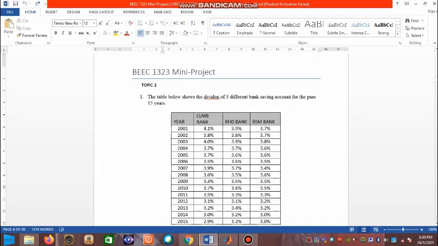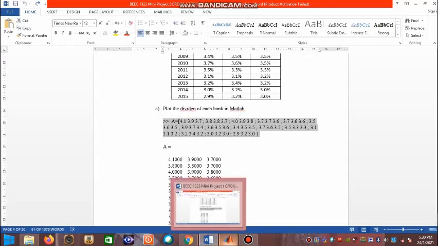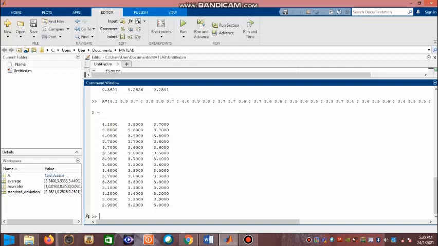For the first question, the table shows the dividend of three different banks for the past 15 years. Question A asks us to describe the dividend of each bank. The first thing we need to do is put the data into MATLAB, and form the table in Excel. So we can get the table here.